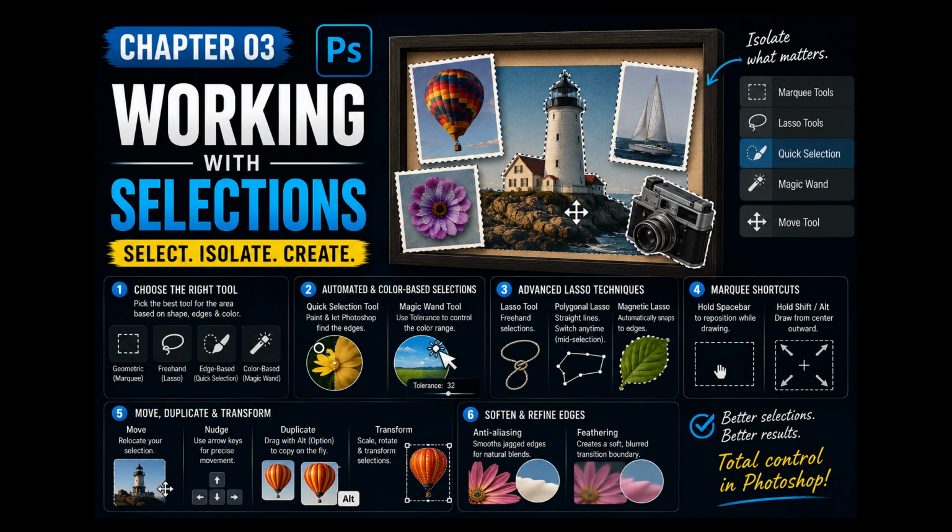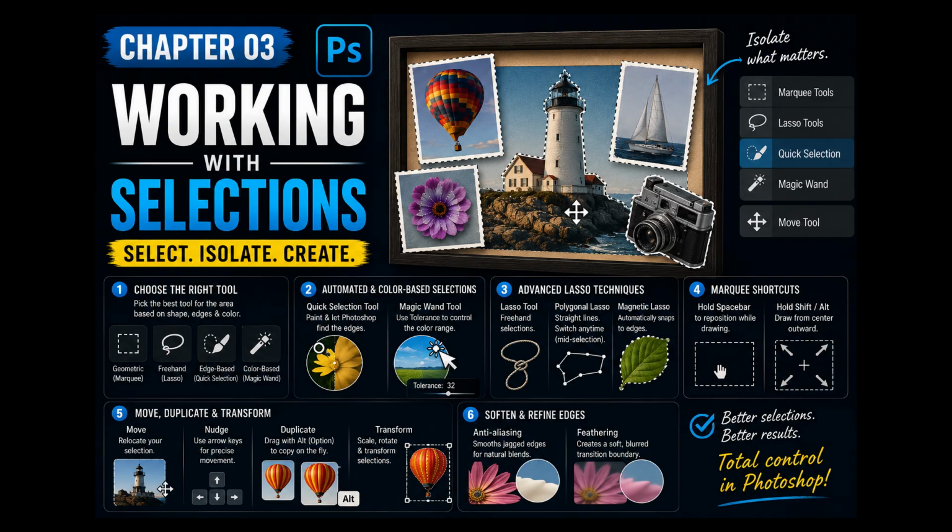If I click on a light pink pixel, how does the wand know to also grab the dark brown pixels in the shadow? The text points us to a specific setting in the options bar called tolerance. This concept feels like the absolute key to unlocking the magic wand. Tolerance is the engine of the tool.